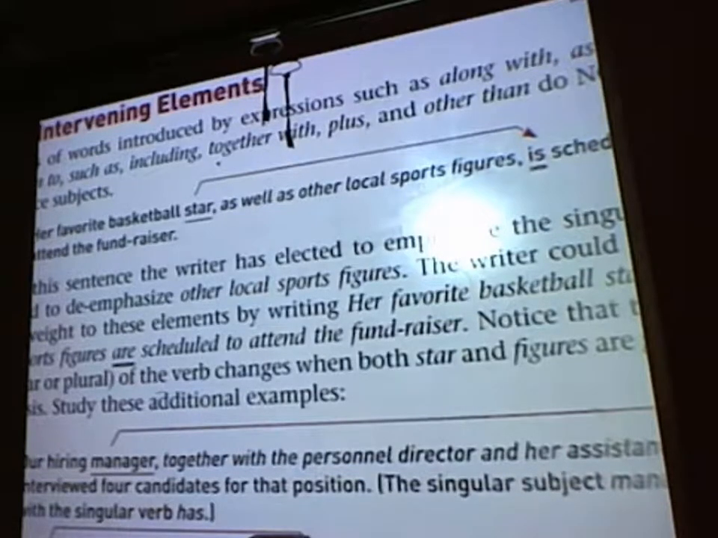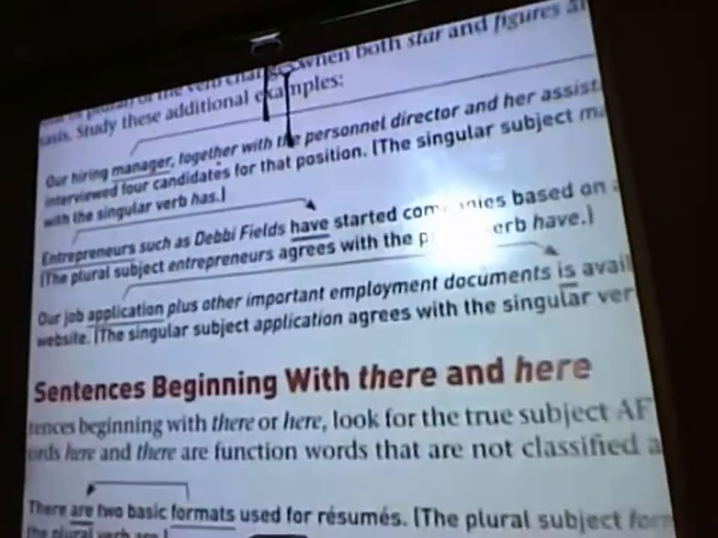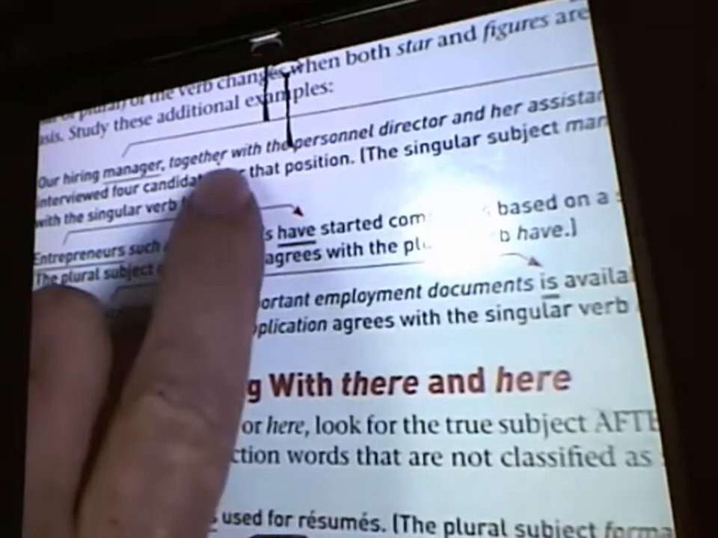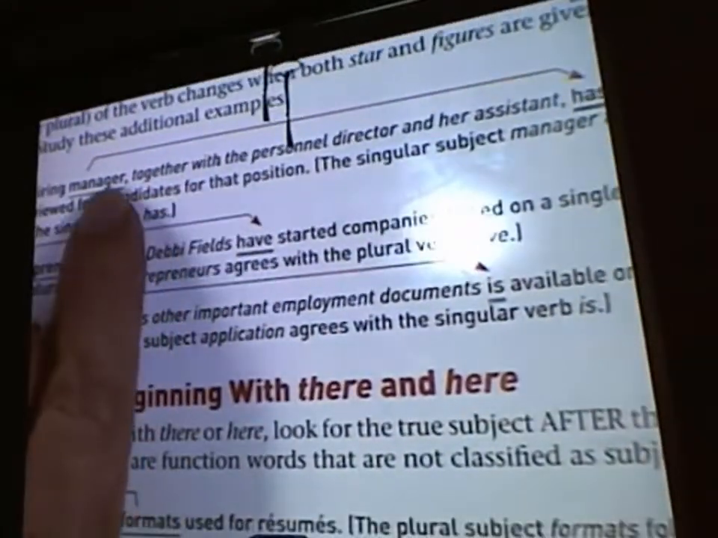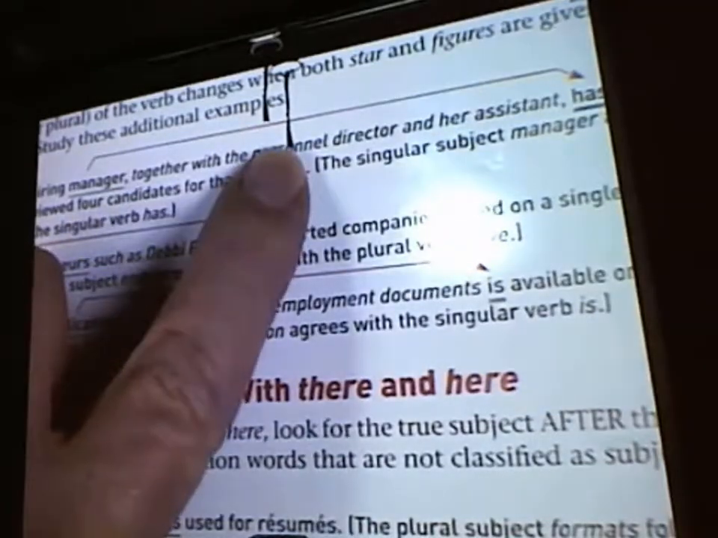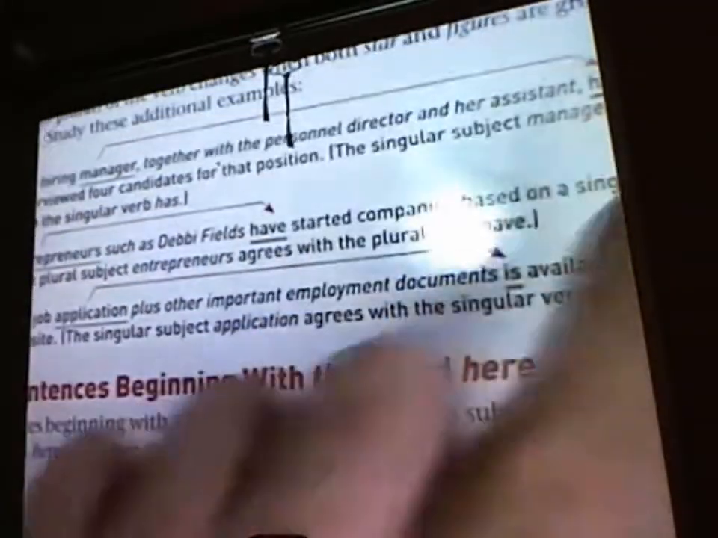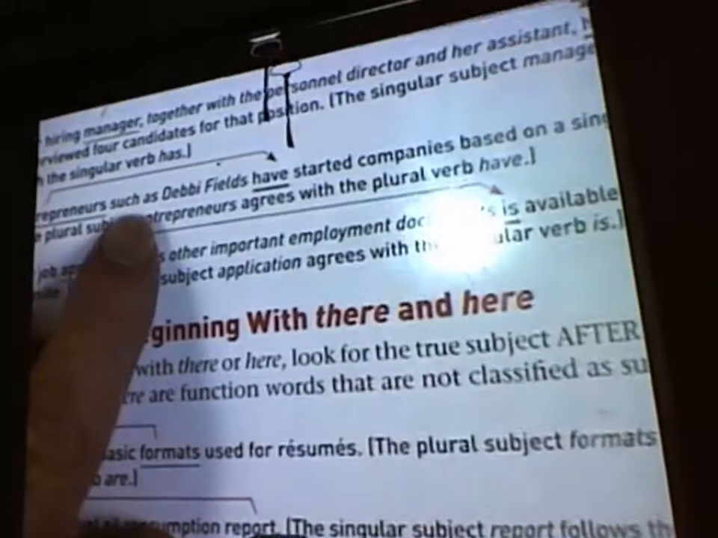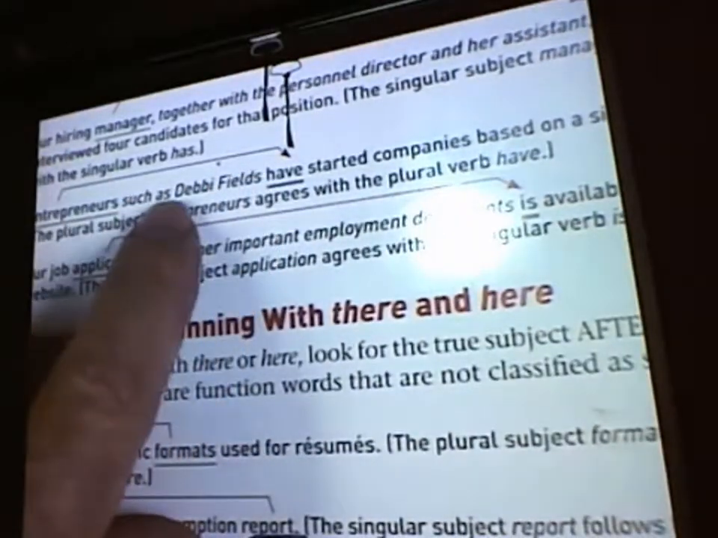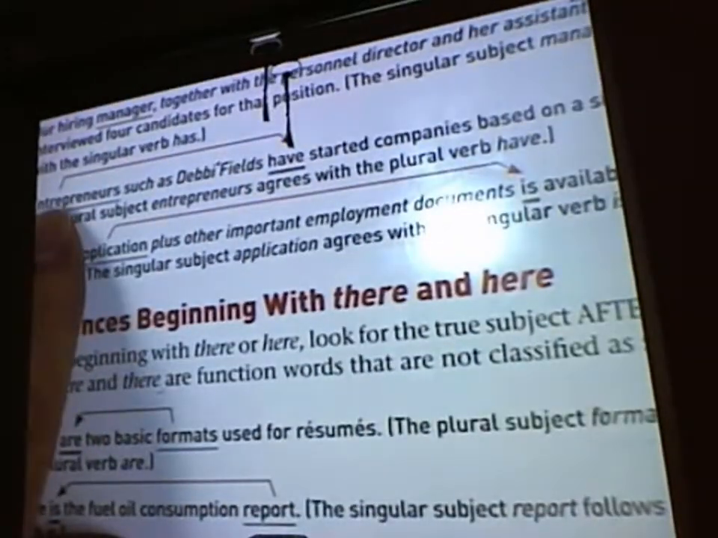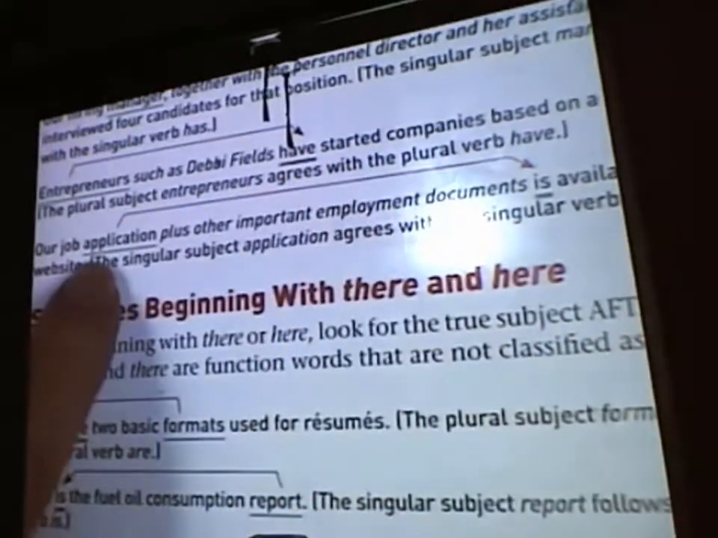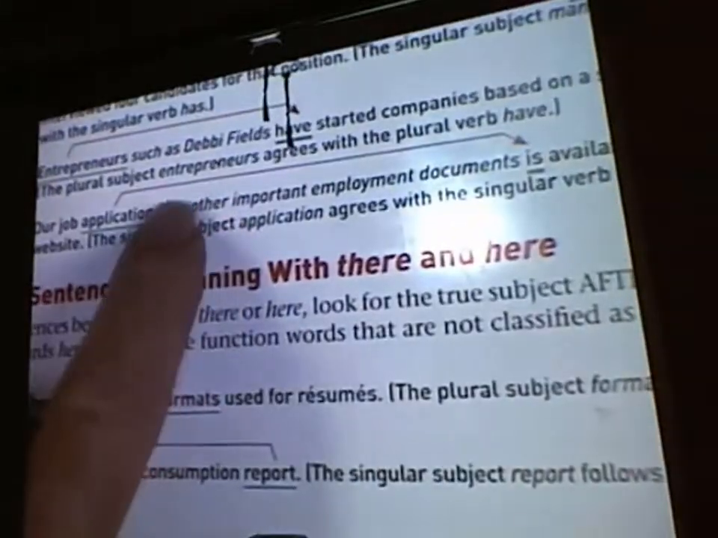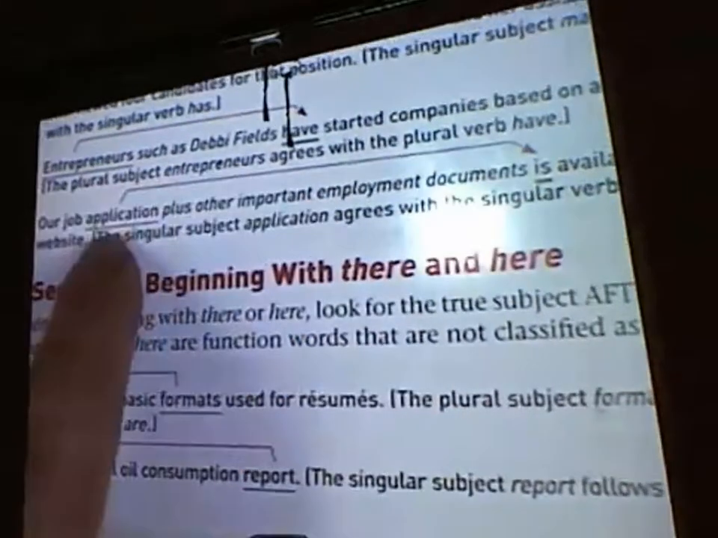Together with the personnel director and her assistant. Manager is singular. Disregard the intervening element, and use a singular verb. Such as Debbie Fields, disregard that intervening element. Look at entrepreneurs, which is plural. We need a plural verb, have. Application plus other important employment documents. This plus other is an intervening element, and so application is singular, and we need a singular verb.